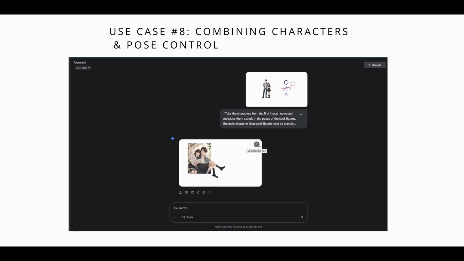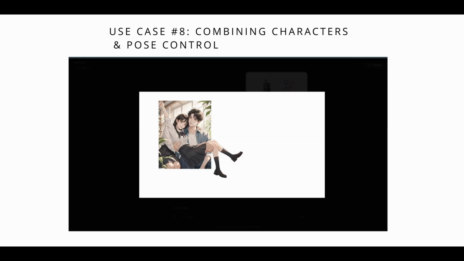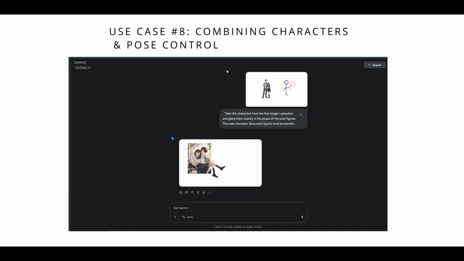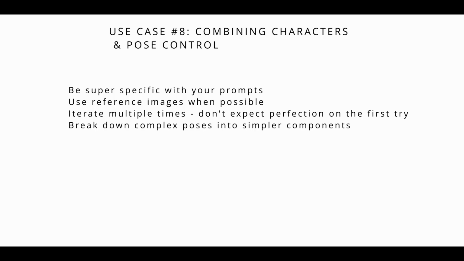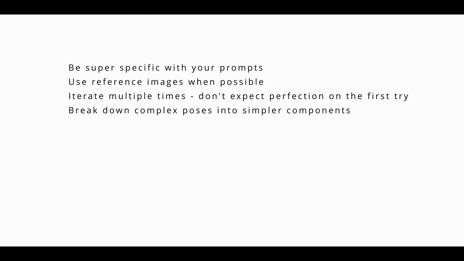Look, pose control is tough enough for advanced AI. Sometimes it nails it perfectly, sometimes it completely misses the mark. The key is to be super specific with your prompts. Reference images when possible. Iterate multiple times. Don't expect perfection on the first try. Break down complex poses into simpler components. This feature has huge potential for character design, storytelling, and creative projects, but it definitely needs some patience and experimentation to get right.